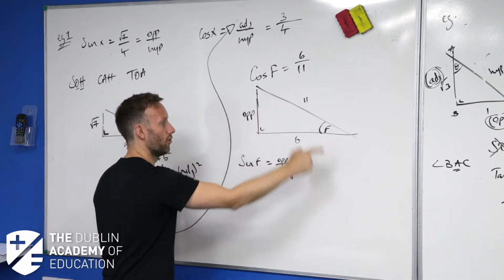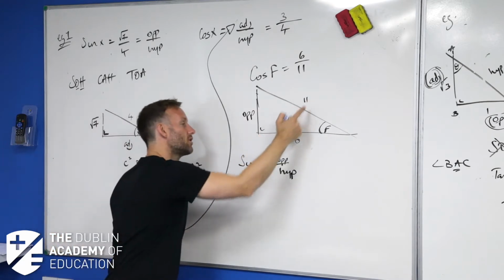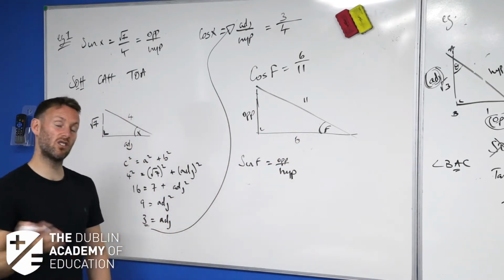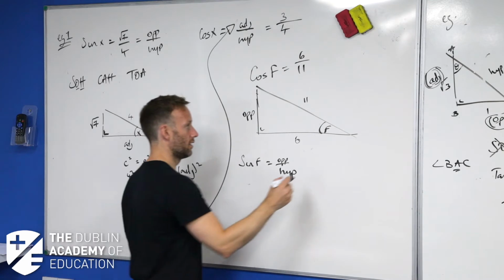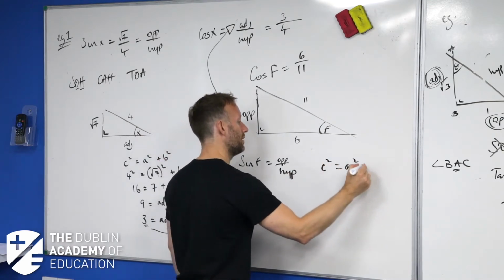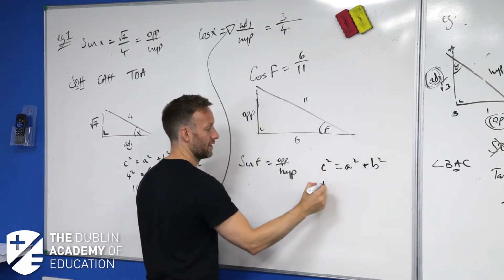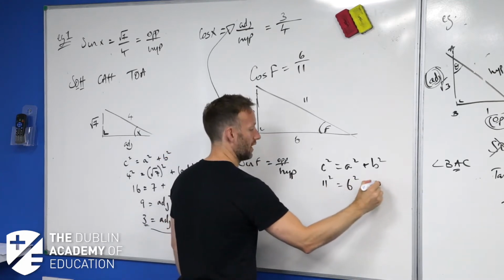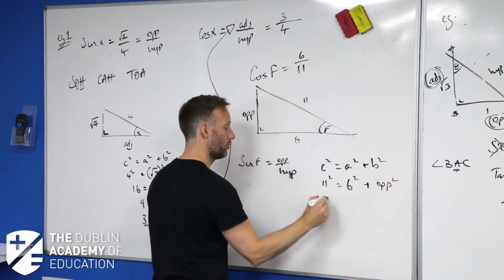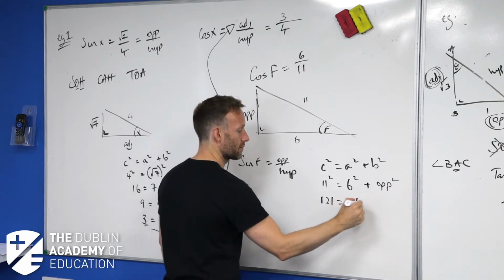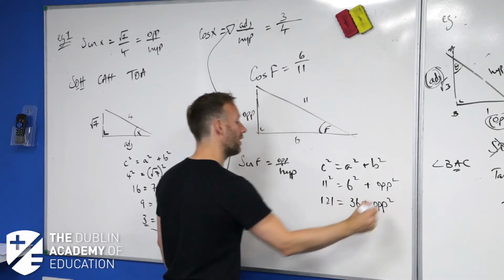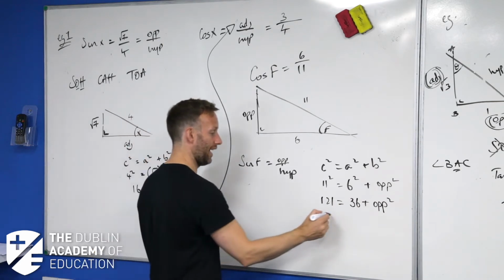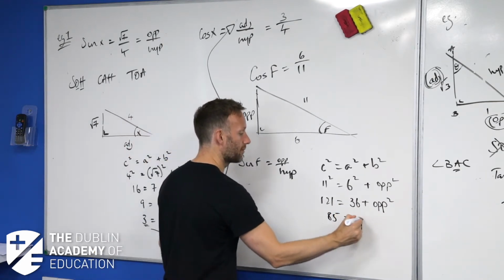But we know that this is a right angle triangle. And if we have two sides of a right angle triangle, how do we find the third side? Well, we just have to go and use Pythagoras. So c squared equals a squared plus b squared. The longest side is c, so 11 squared is equal to 6 squared plus the opposite squared. So 121 is equal to 36 plus the opposite squared. We'll now subtract 36 from both sides and we'll get 85 is equal to the opposite squared.